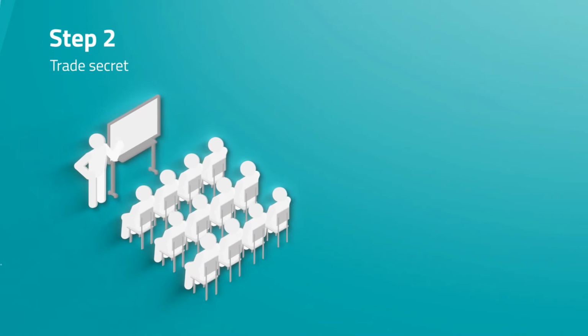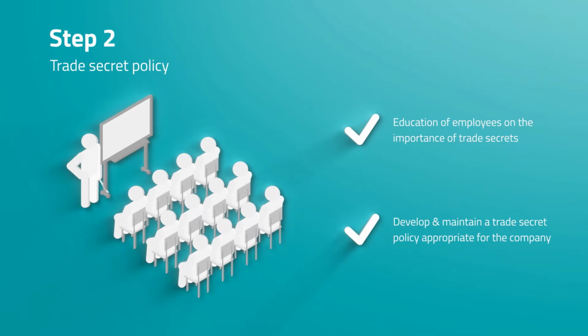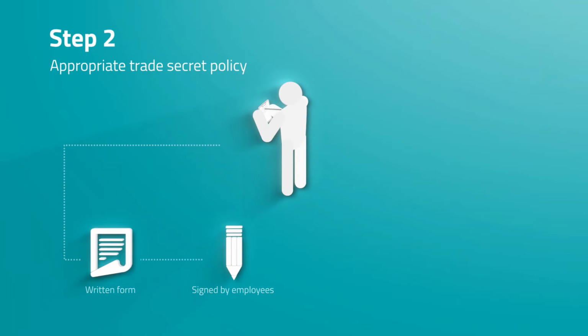Number two, develop and maintain a trade secret policy. Apart from the education of employees on the importance and value of trade secrets in general, efforts must also be made in the development of a trade secret policy that is appropriate for the company. It is essential that such a policy exists in a written form and is signed by employees at the time they are inducted into the company and before they are given access to the trade secrets.